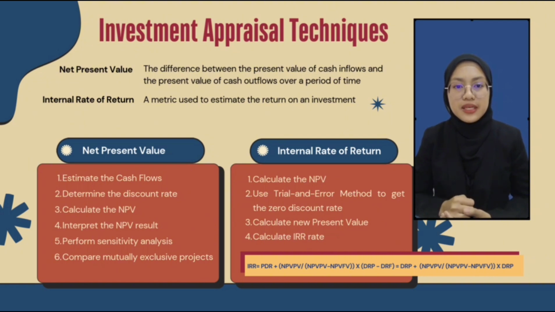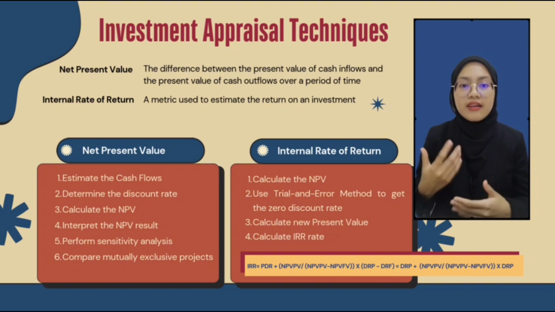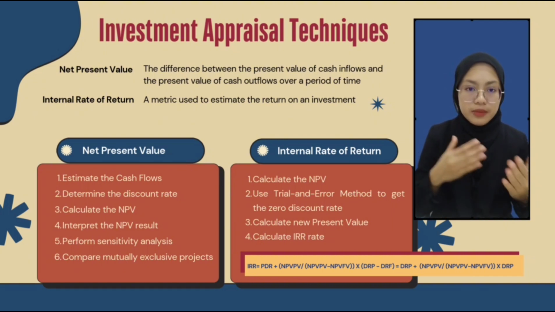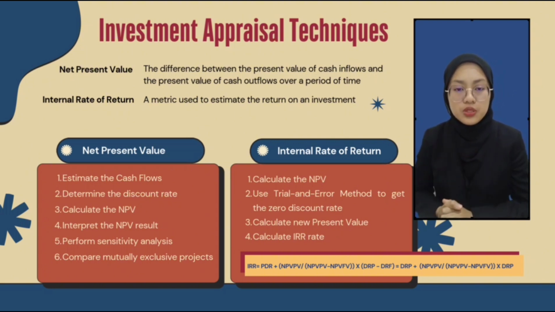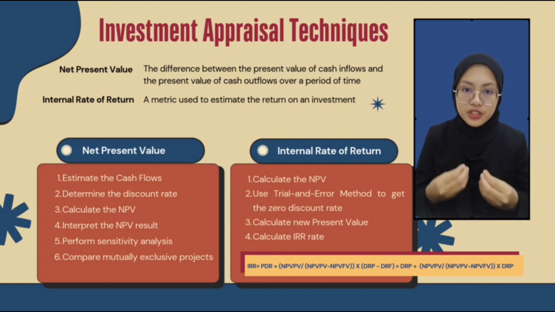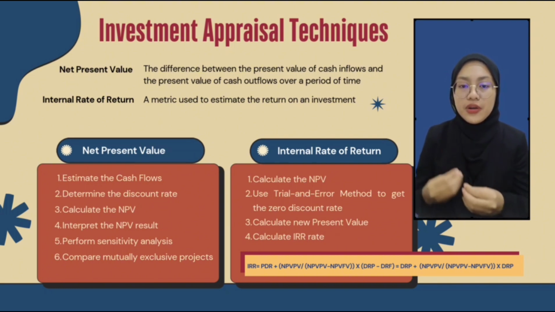The two selected decision making is net present value or NPV and internal rate of return, which is IRR. NPV is the difference between the present value of cash inflows and the present value of cash outflows. Meanwhile, IRR is a metric used to estimate the return on an investment.